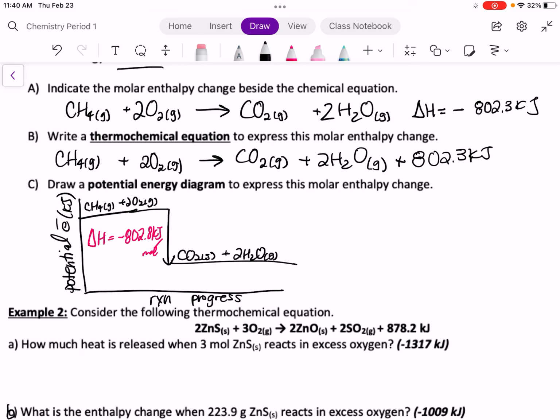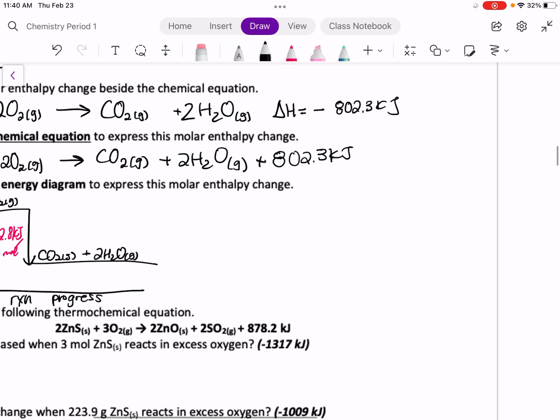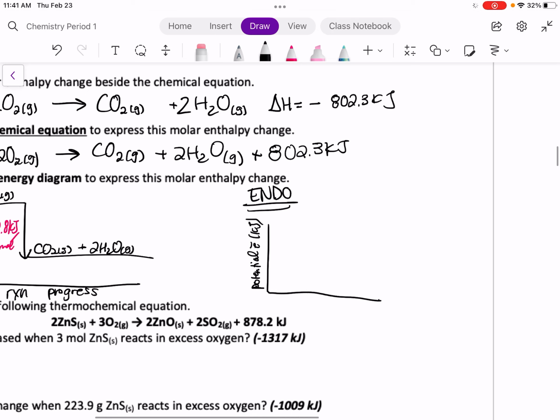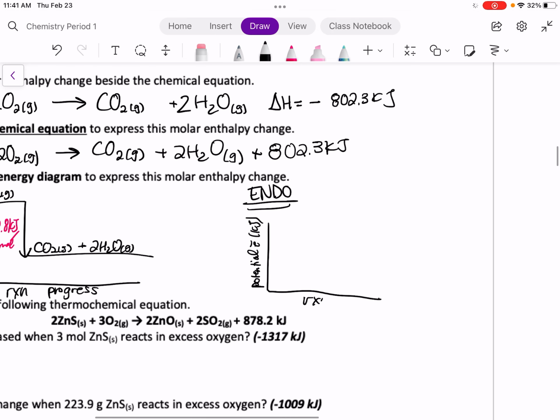Okay, so this is for an exothermic reaction. If we had an endothermic reaction, it would look a little bit different. I would still have the same labels, so potential energy in kilojoules, and I would have reaction progress. But in endothermic, my reactants have less potential energy than my products, so my graph looks a little bit different.